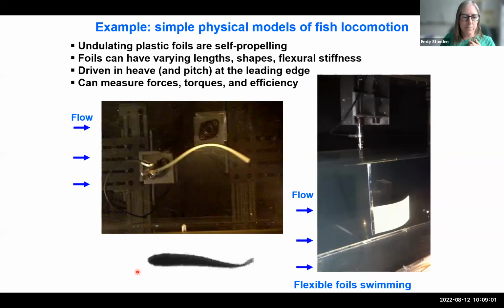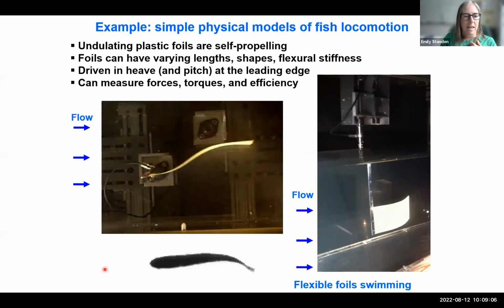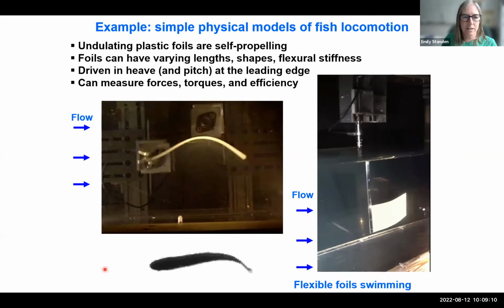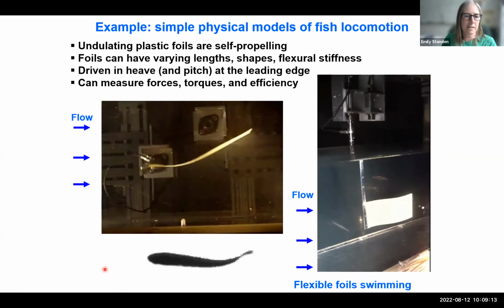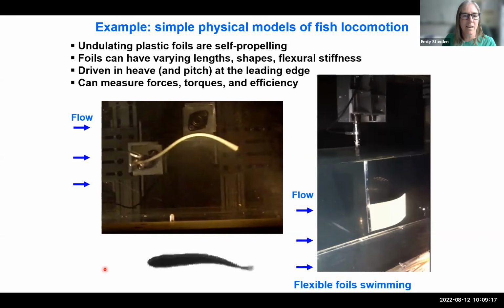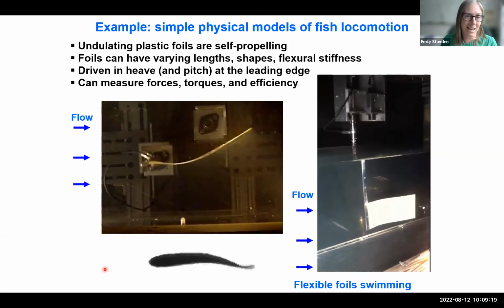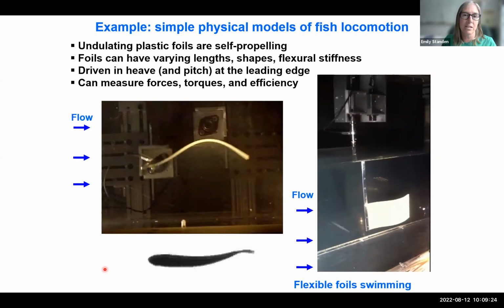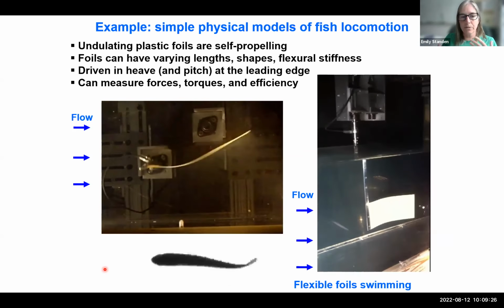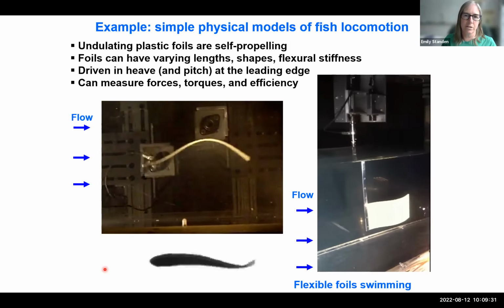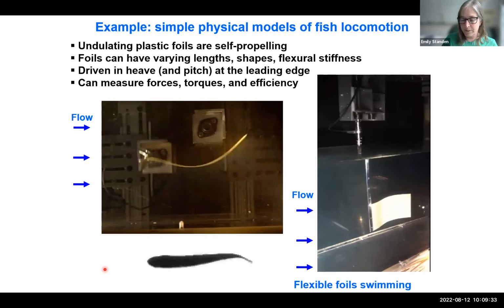So on the bottom of this slide, right here by my pointer, is the outline of a trout swimming. And you can see that when we flap a foil in a flow tank, you get a really similar traveling wave that mimics the fish in a pretty good way. The great thing about the foil that you can't do to the fish is that you can change the length of the foil, you can change its shape, you can change its stiffness. And by doing all of those things, you can measure the forces and torques and get an efficiency for each of those behaviors, which is pretty cool.